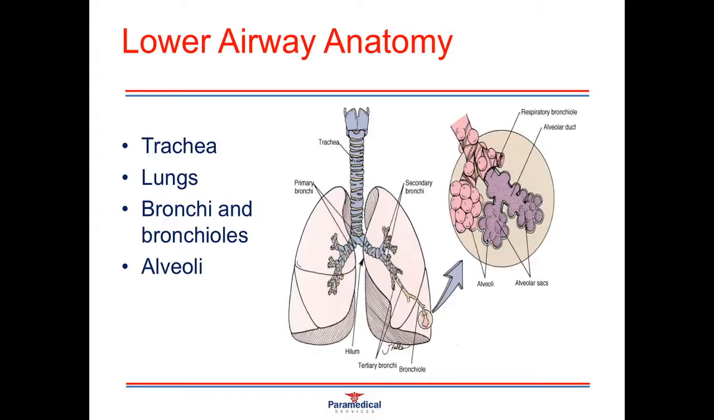So each alveoli is surrounded by a capillary network, and when we breathe in, gases move all the way down to these alveolar sacs, and oxygen is able to move across the membranes into the capillaries, and that's what oxygenates our blood.